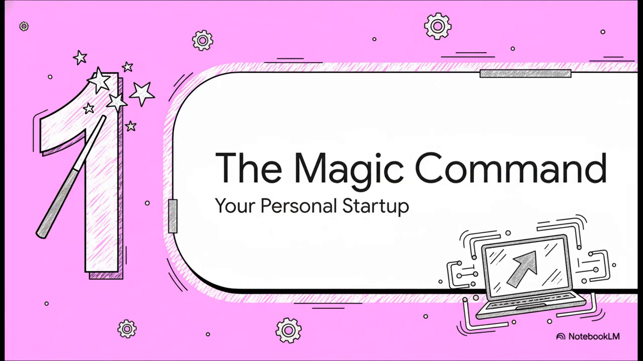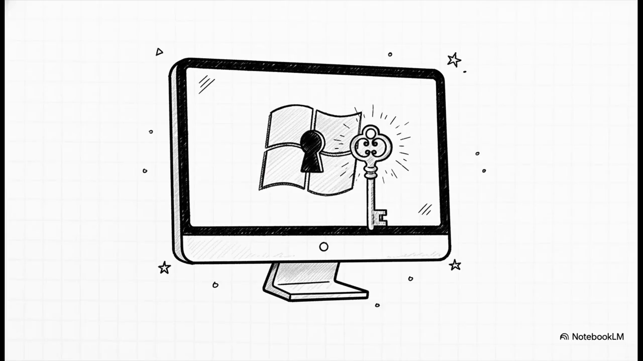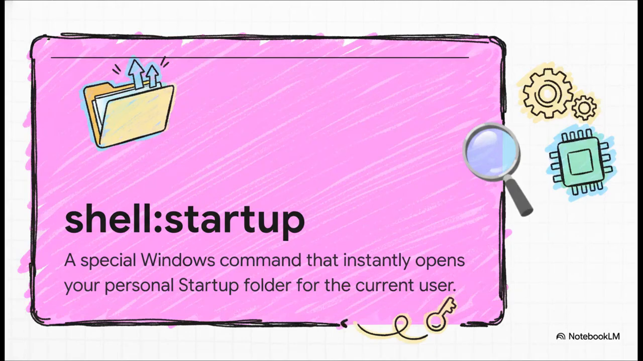Okay, let's dive right in with our first big solution. And forget about digging through complicated settings menus. There is a brilliant, super simple command that puts you in direct control of your own personal startup experience. You don't need any special software to decide which apps you want to launch when you log in. Windows actually has this little built-in shortcut, kind of like a secret password, and it's incredibly powerful and so easy to use. And here it is, shell:startup. Now, I know it might look a little technical, but trust me, it's pure magic.